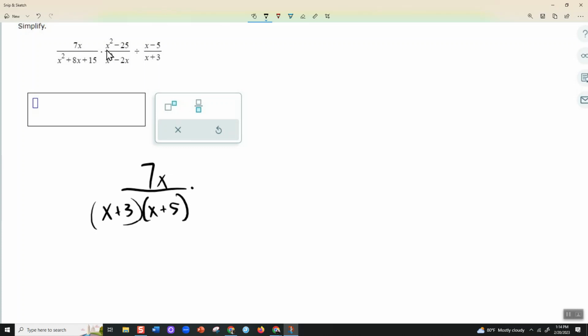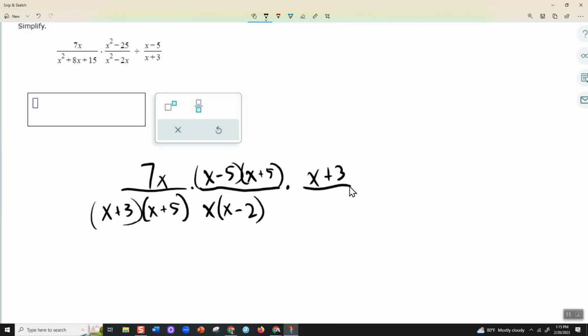And then I'm going to factor this next one. That's a perfect square, so it's going to be x minus 5 times x plus 5. And then on the bottom of that, I can factor out an x, multiply that times x minus 2. Now we're multiplying by the reciprocal, so x plus 3 goes on top, x minus 5 goes on bottom. The x plus 5 cancels out, the x plus 3 cancels out, and an x plus 5 also cancels out.